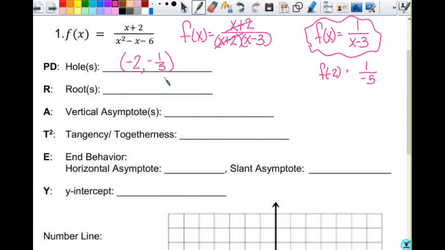Then my roots are the zeros of the numerator. So what are my roots? I don't have any, right? It's the empty set. There's nothing, because there's not even a variable up there. My vertical asymptote is the zeros of the denominator, so I will have one, and that's going to be x equals 3, right? And then tangency and togetherness: none of my factors have any exponents at all on them, so this is going to be none.